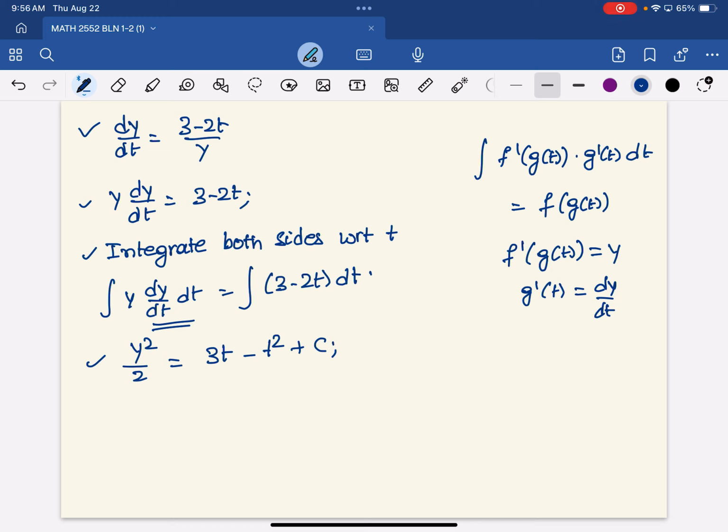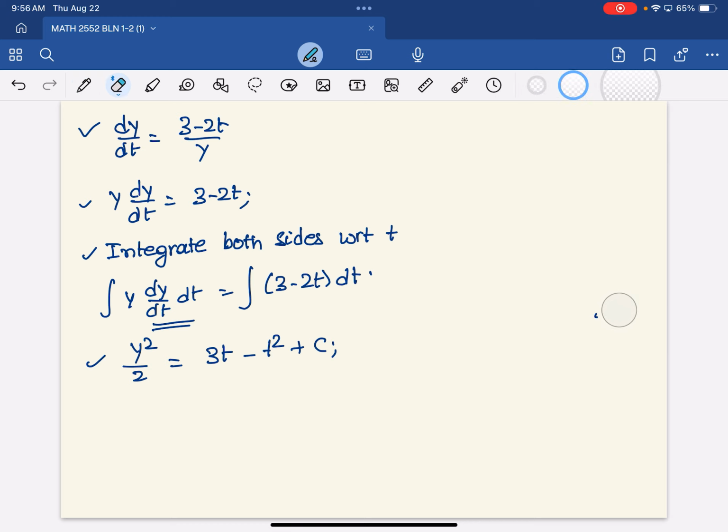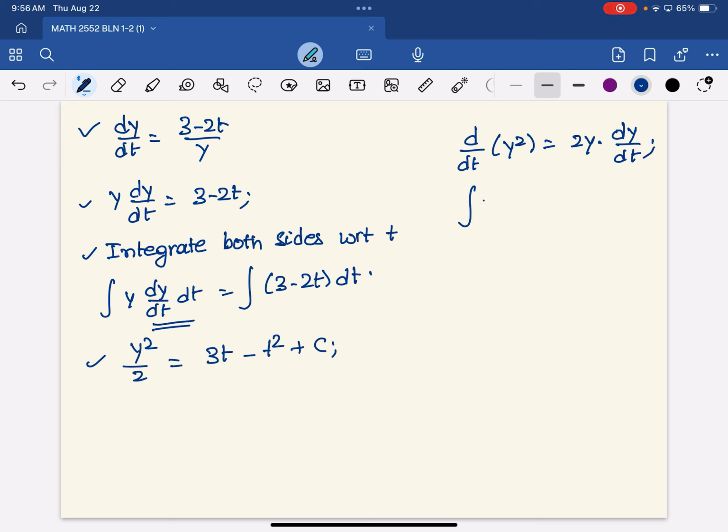Or if you want an easier way to understand, it is like saying, what is the derivative of y squared? It is 2y times dy/dt. So what is the integral of y dy/dt with respect to t? That should be one half of y squared plus c. So if you want to look at it, that's how it works. Clear?